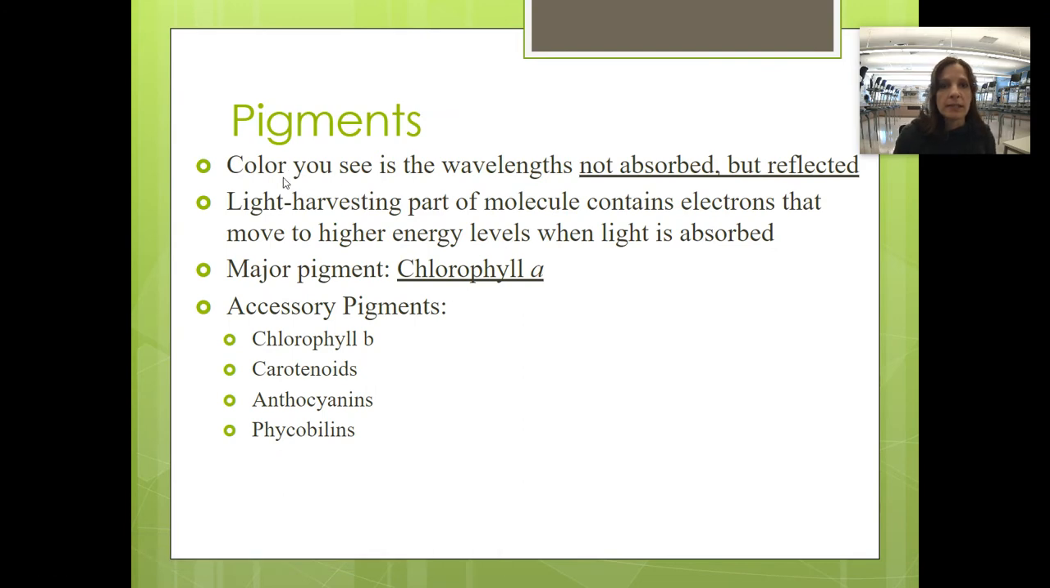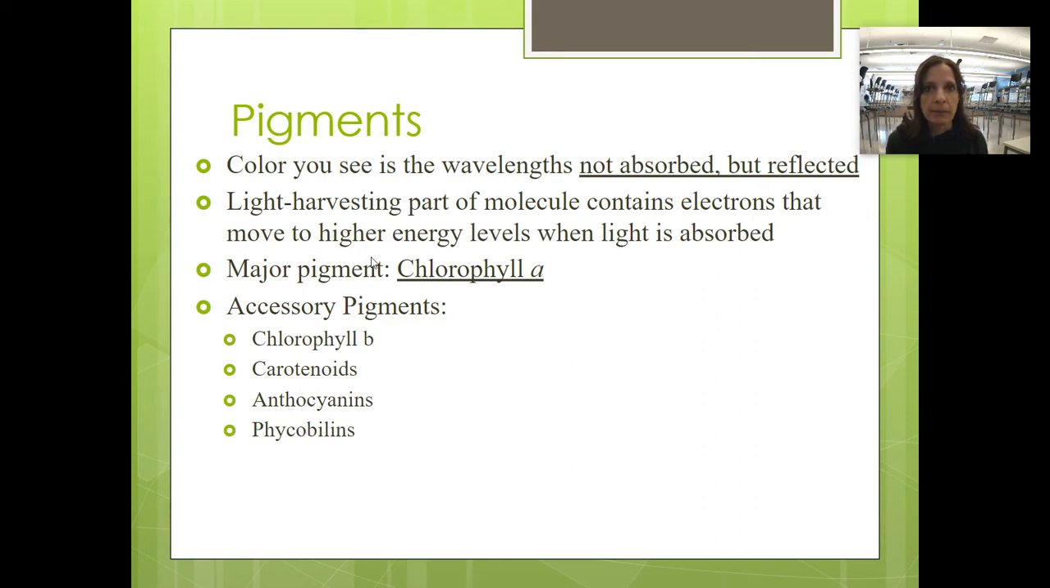So the one thing to remember is the color that you see is the wavelengths of light that aren't absorbed by the pigments but are reflected. So if you see a red apple, that means that red is reflected and other colors are absorbed. So the light harvesting part of the molecule contains electrons that are going to be boosted up to a higher energy level when light is absorbed.